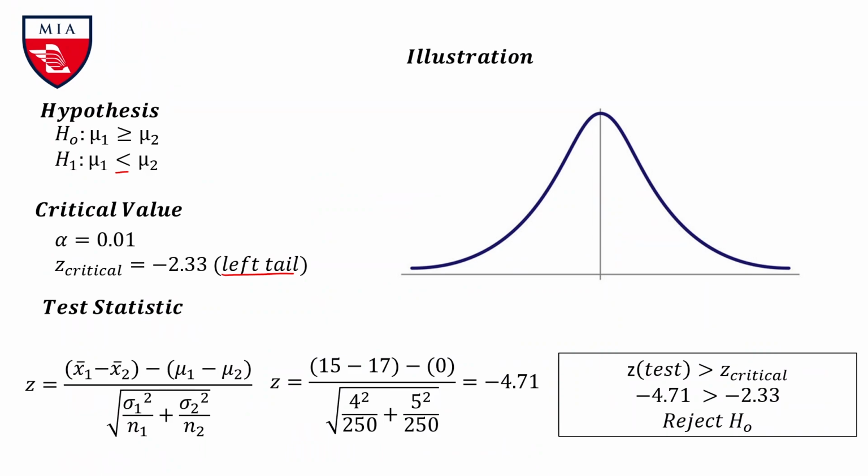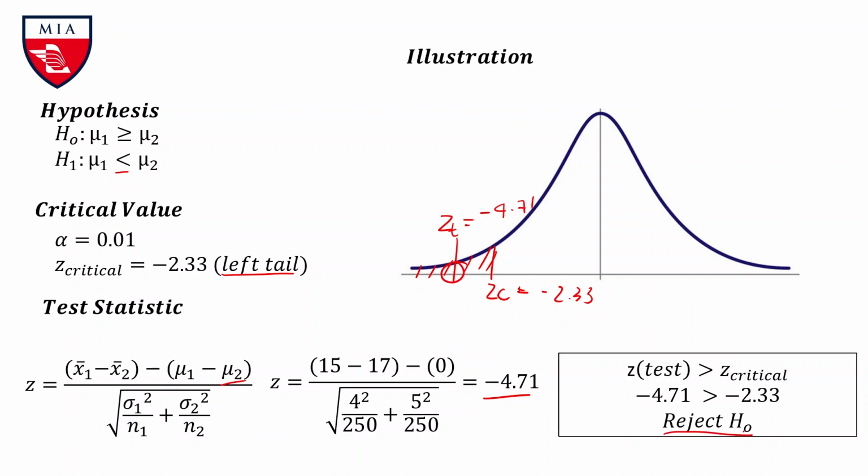So let's solve for the test statistic. We will use this formula. Just substitute the values here. This is 0 because we don't have any given population mean difference. Just substitute the values and you will get the value of negative 4.71. So let's draw the critical region. Our z critical here is equal to negative 2.33. Let's just assume that the value of our z-test is here. So we have negative 4.71. The value of our z-test statistic is in the critical region.